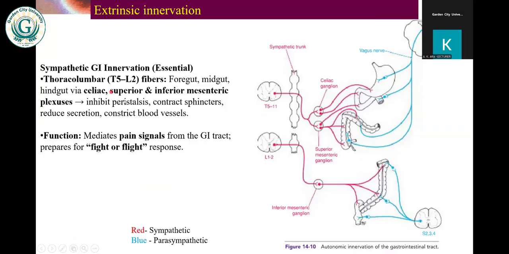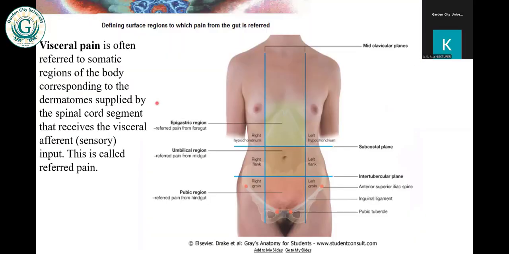Sympathetic innervation will inhibit peristalsis, reduce secretions, contract the sphincters, and relax the gallbladder. When you have pain from the viscera, it will be referred to an area on the skin.